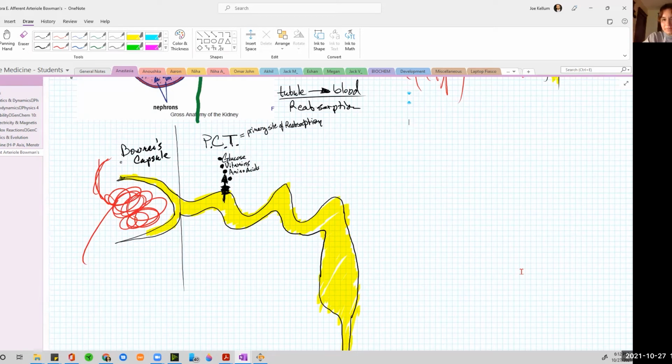Okay, so that's the proximal convoluted tubule. Generally speaking, you get about 100% reabsorption of these things in the proximal convoluted tubule, because you're never going to see glucose, amino acids, that kind of stuff in the urine of a healthy person. What's one really big exception to that? I guess not a healthy person, but where are you likely to see a whole bunch of glucose in the urine of somebody? What comes to mind? Diabetes? Yeah, exactly.